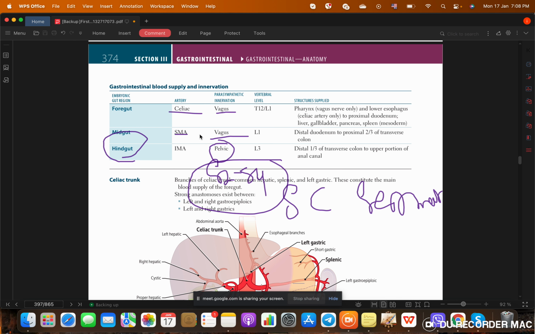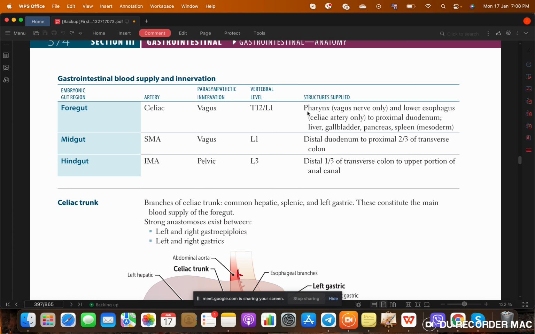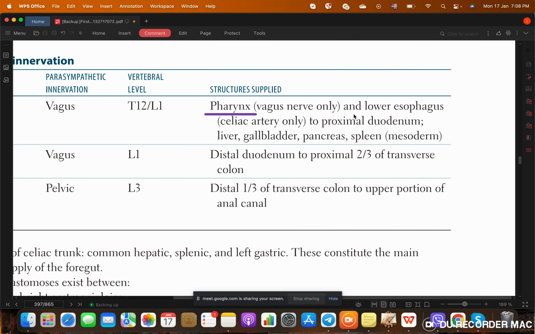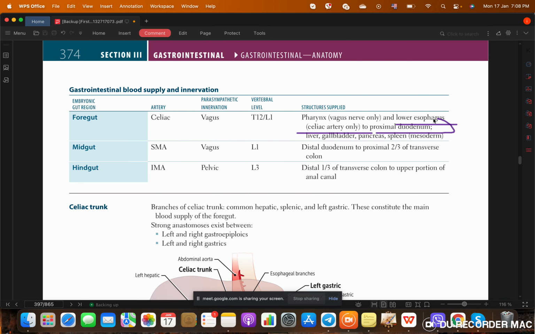So this is from the celiac, the midgut from the SMA, the hindgut from the IMA. When we speak about the vertebral level, it will be T12 to L1 regarding the innervation, of course. And the structure supplied will be the following. For the pharynx, it's only the vagus. For the lower esophagus, it can be the celiac artery only until you reach the proximal duodenum, where we are going to shift to the SMA.